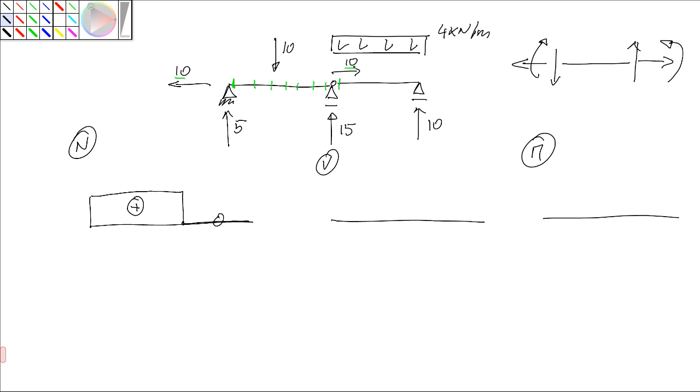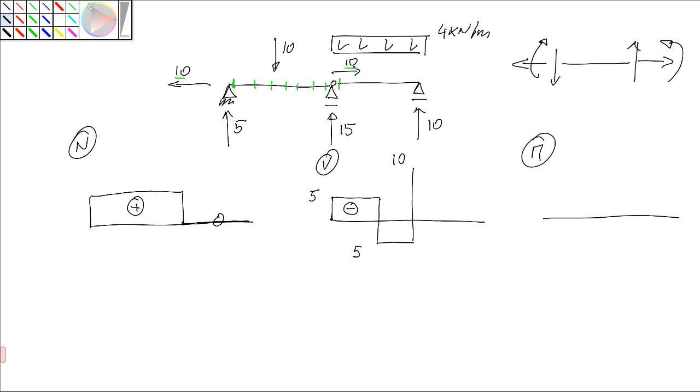Looking at shear, starting here, we first have a force of 5 upwards. Then up to this force of 10 nothing happens. So then we have a force of 10 downwards. So it was 5, it goes down 10, it goes to minus 5. Then nothing happens until the support. At the support we have a force of 15 up. It was minus 5, it changes by 15, so it goes to 10.